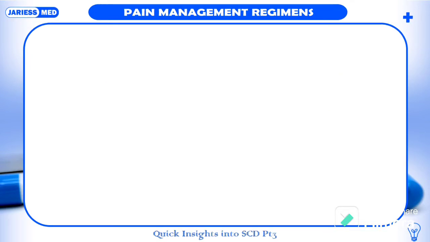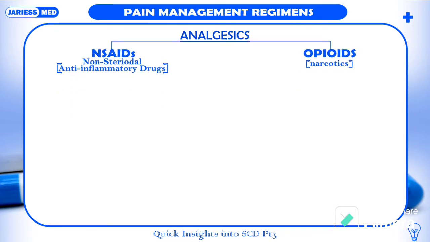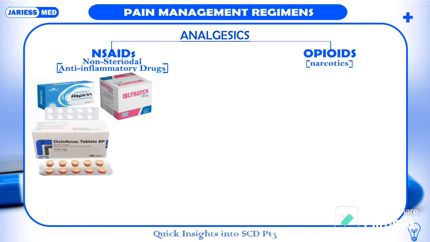Managing sickle cell pain requires a range of medications. In this section, we will focus on 2 key groups of analgesics: NSAIDs and opioids. NSAIDs provide pain relief and help reduce inflammation. Some common examples include aspirin, ibuprofen, and diclofenac. These drugs work by inhibiting the COX enzymes, which are responsible for producing inflammatory mediators.